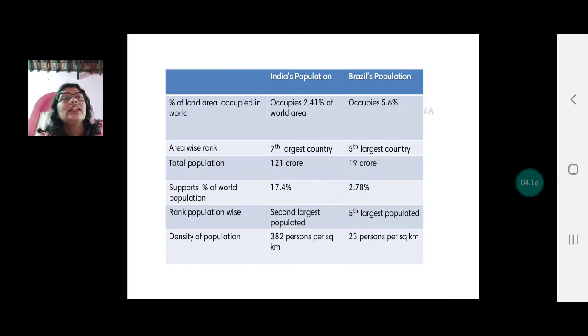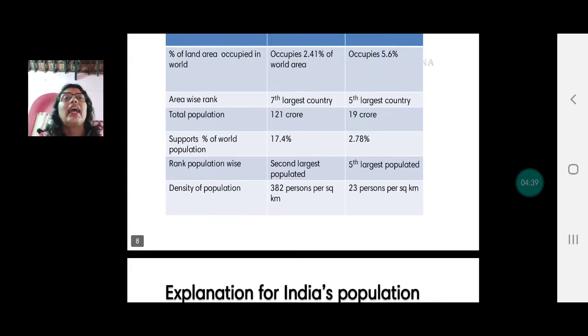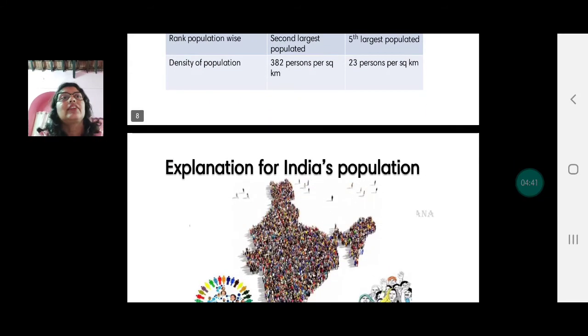What about Brazil? Brazil has 23 persons per square kilometer. Now getting 23 people in 1 square kilometer area is okay, right? But 382 persons is a difficult thing to even comprehend. But that's the reality of India. The population of India is very, very dense. Now 382 persons per square kilometer can come as a fill in the blank, right?